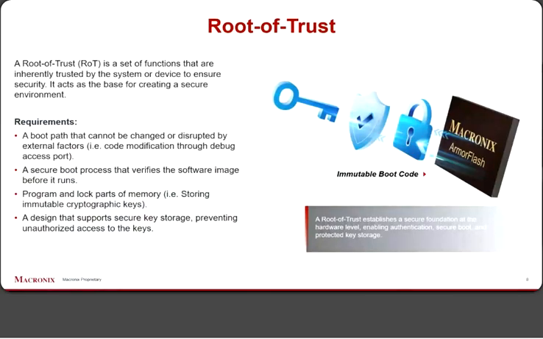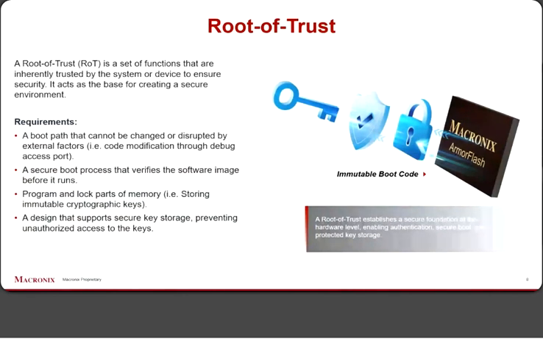And some examples that I have here, one of them is the boot path. So the boot path can't be interrupted, it can't be changed, it has to execute without interruption. And each phase of the boot is interlocked with the next one to create a chain of trust.